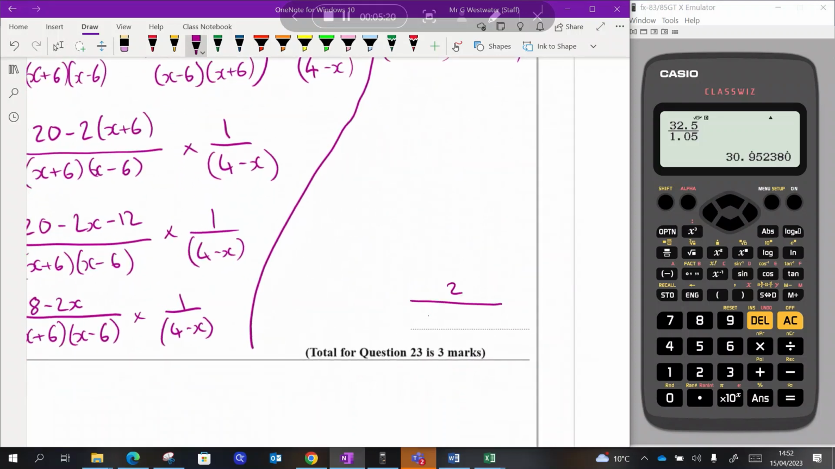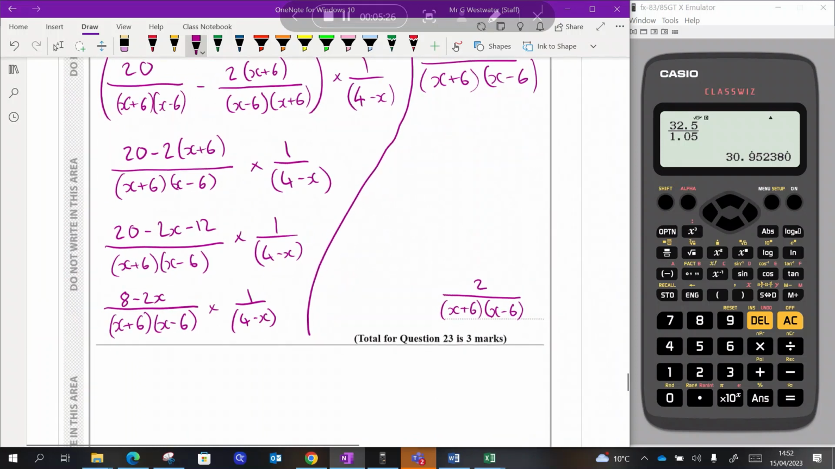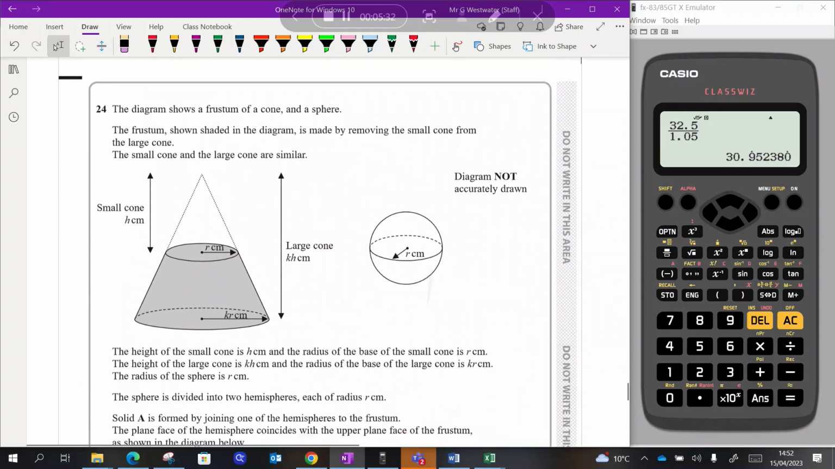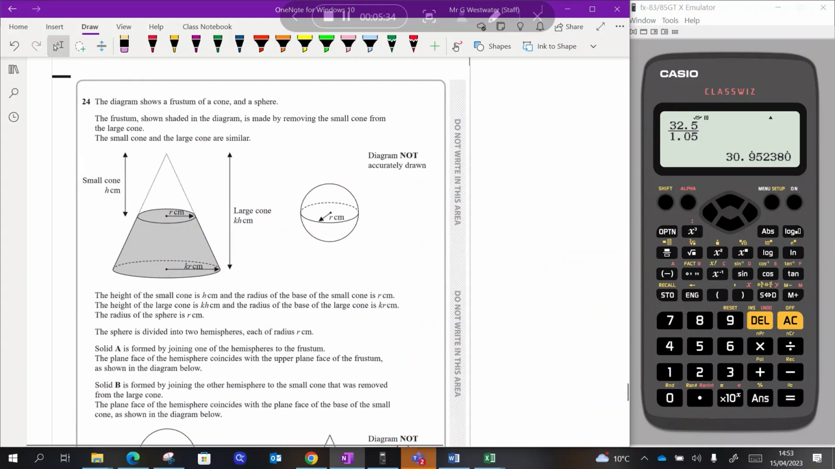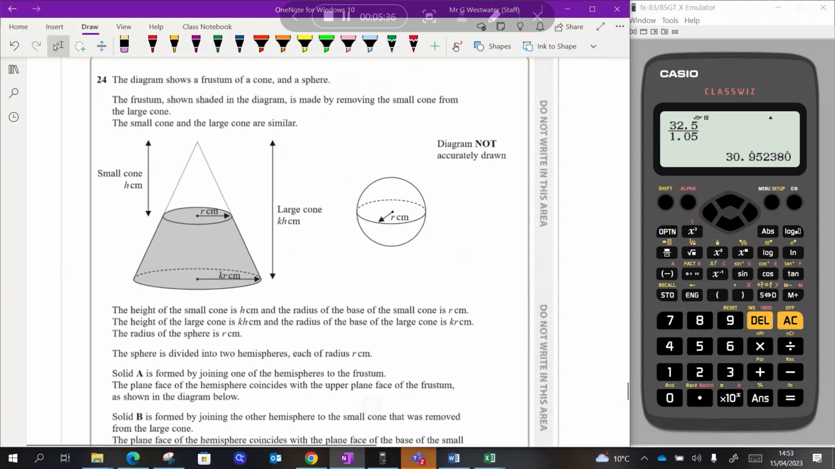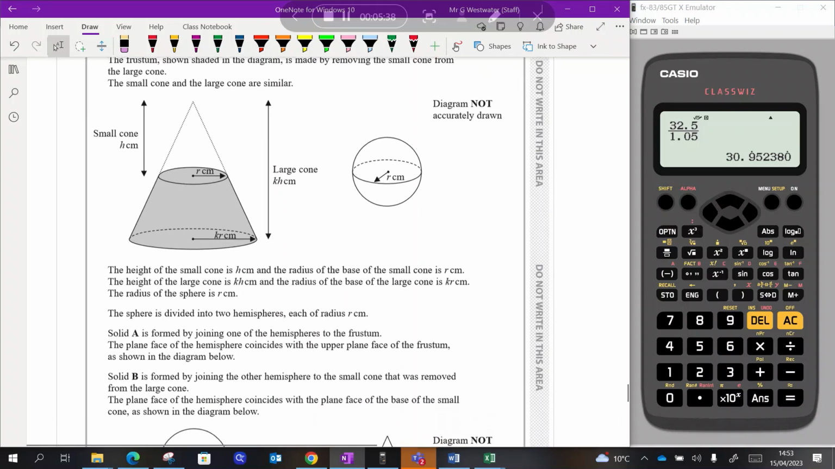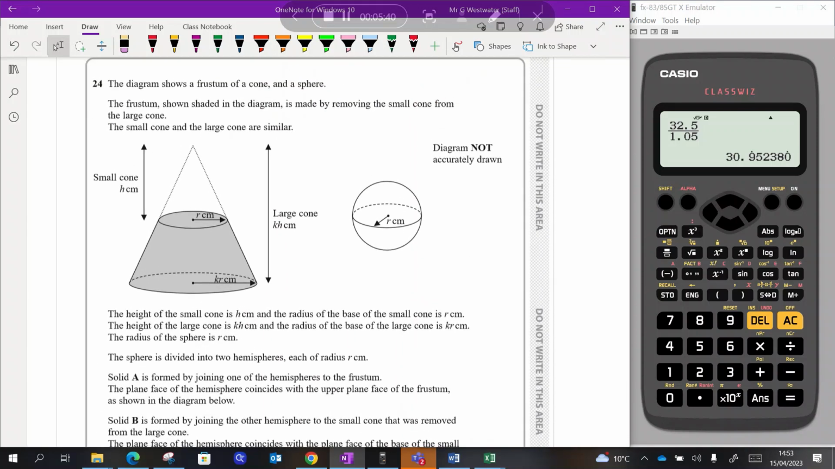2 over x plus 6, x minus 6. And you could multiply that out again to x squared minus 36, but I don't necessarily feel you have to. Okay. On to the penultimate question, and one of the harder ones, I should say. This was a 6-marker, the one worth the most throughout the whole paper. So let's see what's going on.